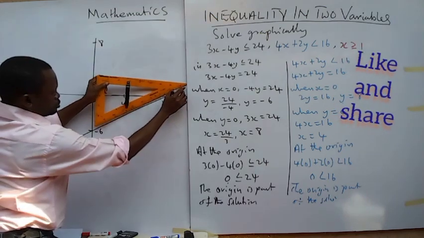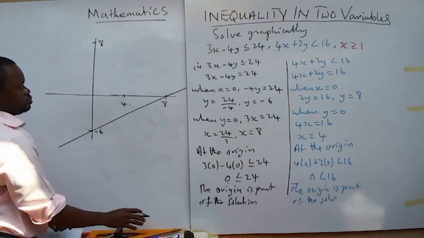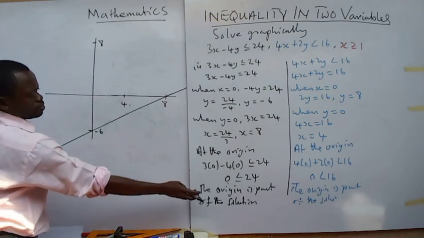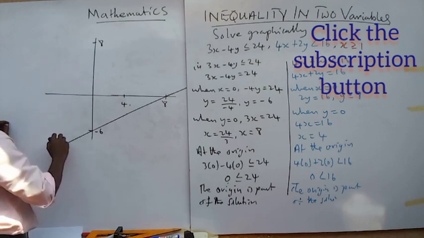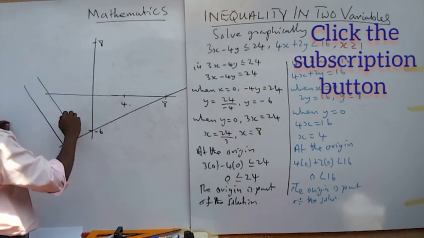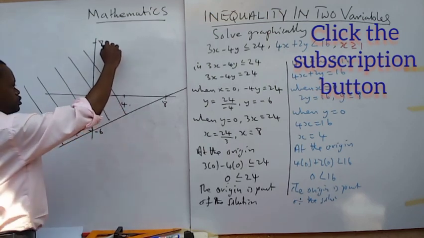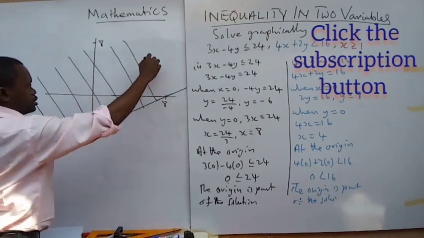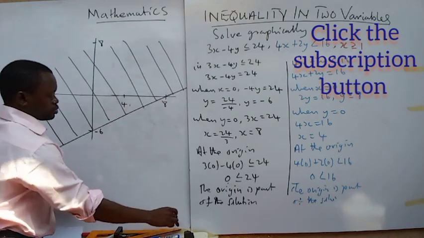Now, what did we say about the area that satisfies the inequality? Whether the origin is inclusive. We said the origin is part of the solution. So I am going to shade the origin inclusively as part of the area that satisfies the inequality. I may still come back to that.